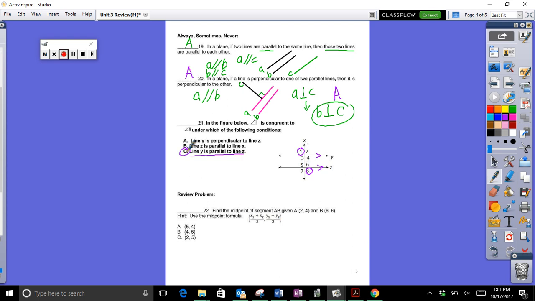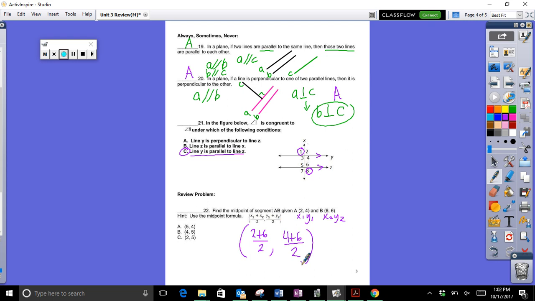Number 22, we're going to use the midpoint formula to find our midpoint. The formula is given, so we're just going to plug that in. Remember, we average our x's. We can still label them x1, y1. Remember, it's always an ordered pair, x2, y2. So we take our x's, 2 plus 6, and then divide that by 2. And we're going to end up with an ordered pair. Then we take our y's, 4 plus 6, and we divide that by 2.